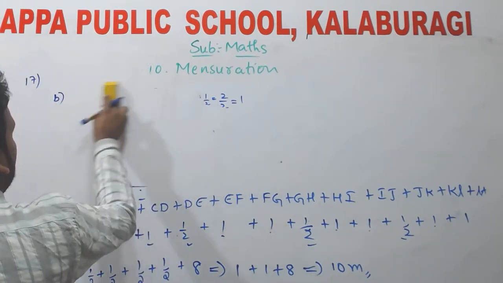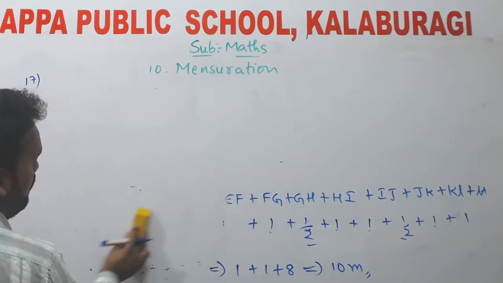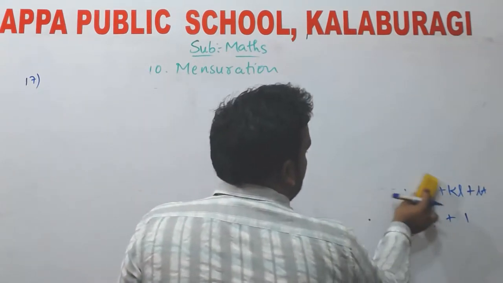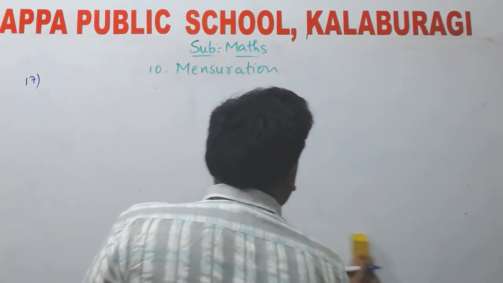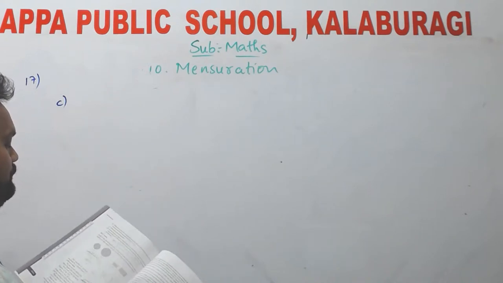So next one is C, 17th one C. So what is the C question?